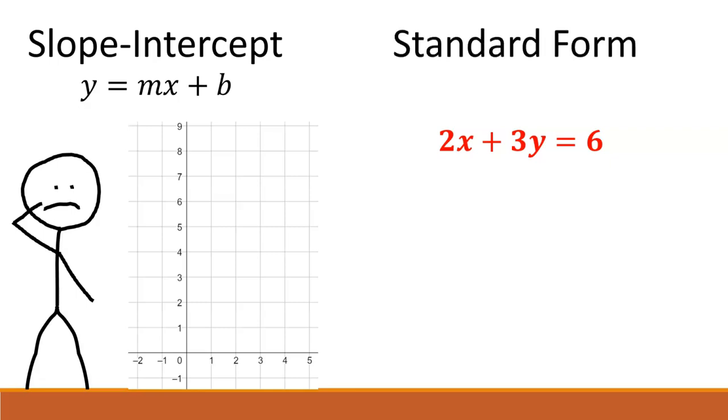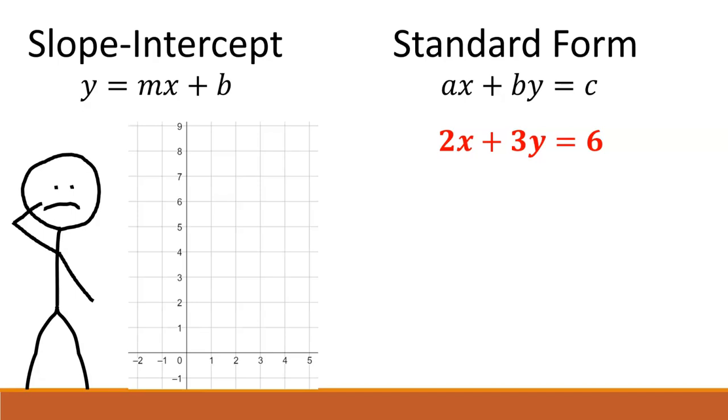Well, this equation is in what's called standard form. In standard form, the x and y terms of the equation are on the left side of the equal sign, and the constant term is on the right side. Also in standard form, we won't see any fractions in the equation, and the coefficient of the x term, that's the a, will always be a positive number.